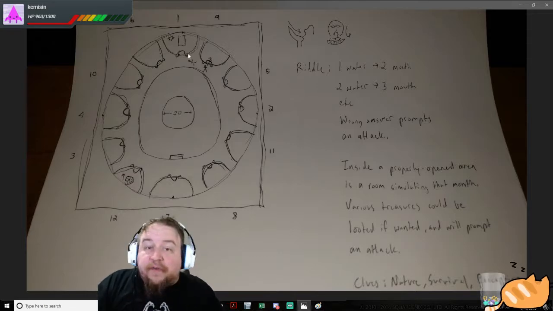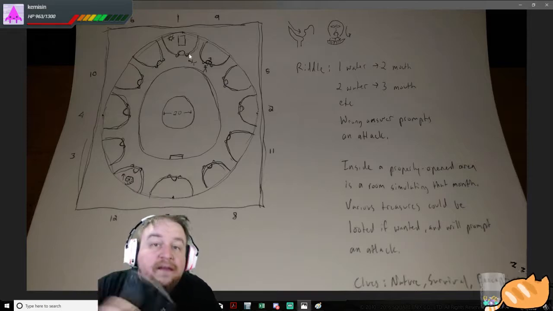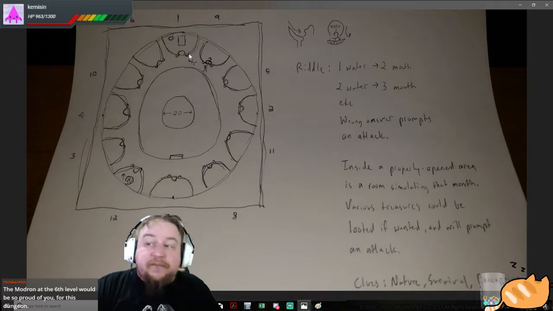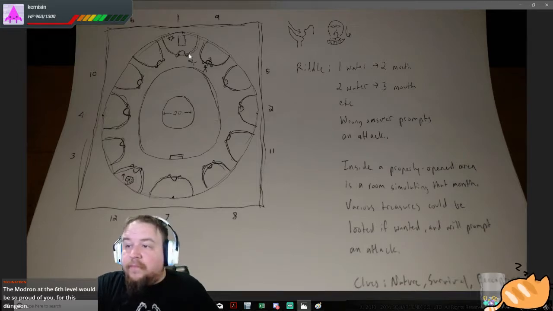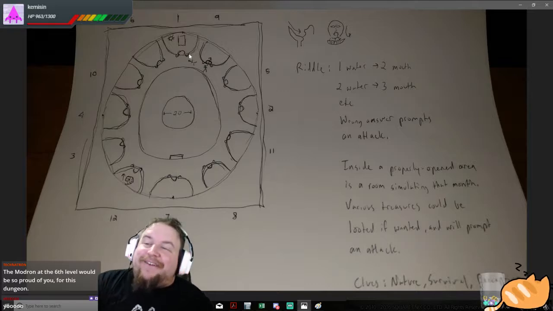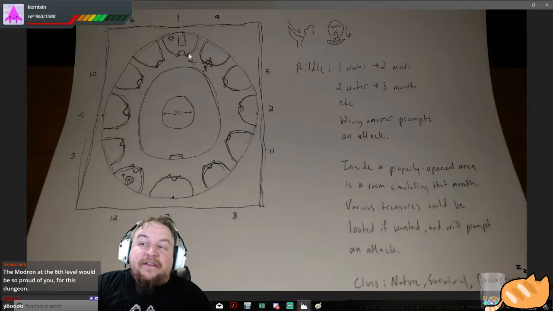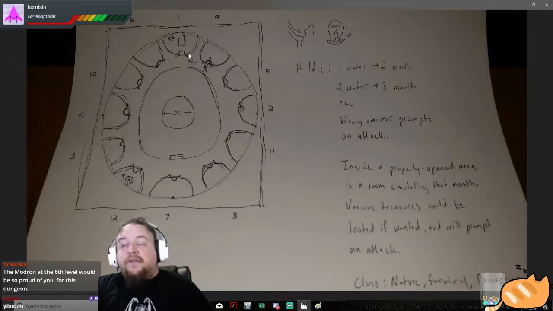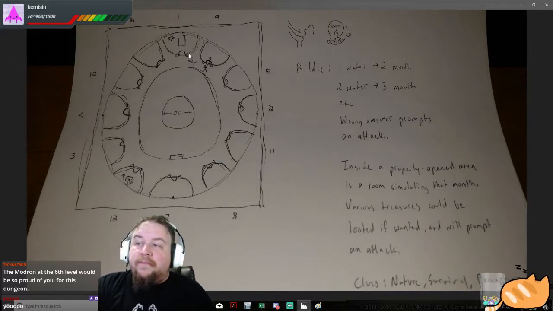They hear a scream. If you have a soundboard on your phone, and you don't know what the Wilhelm scream is, look up the Wilhelm scream. The Modron at the 6th level would be so proud. That'd be an interesting Modron, because this is a Fey-themed dungeon, Technotron. But thank you, and by the way, Modron, I think, are underused, underappreciated monsters. Kruger, yo, welcome.